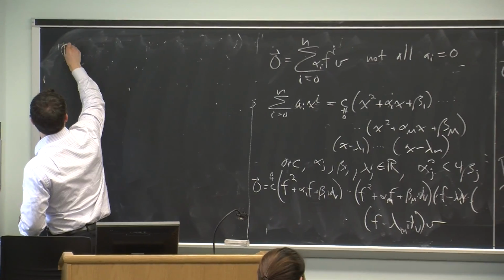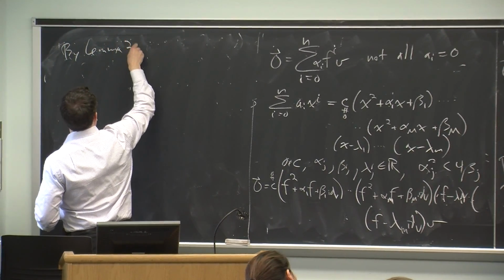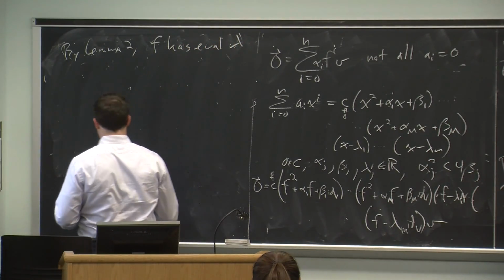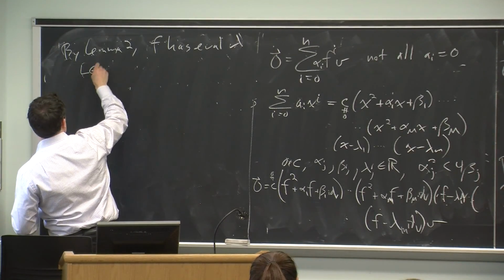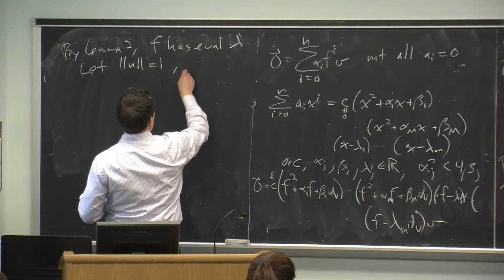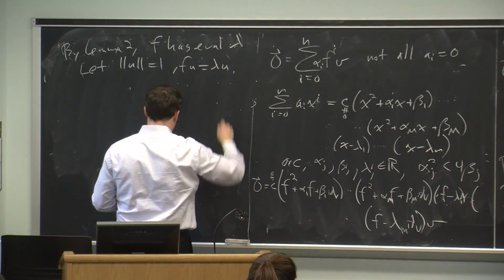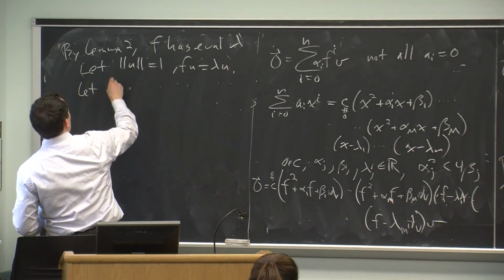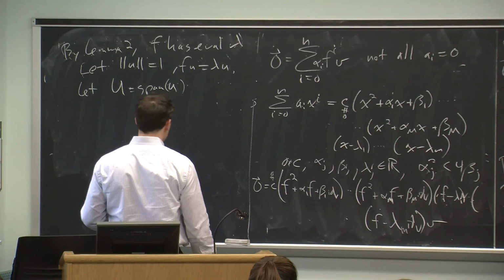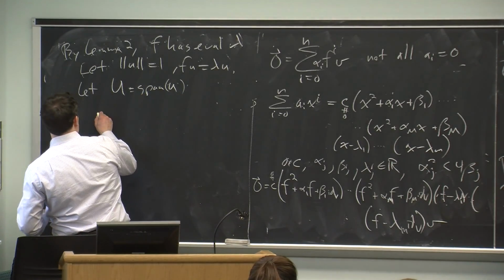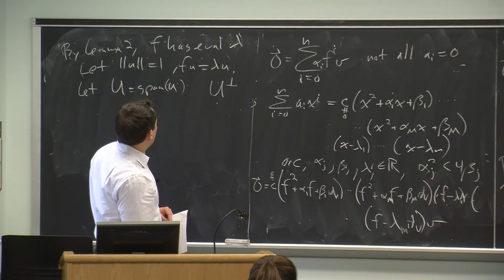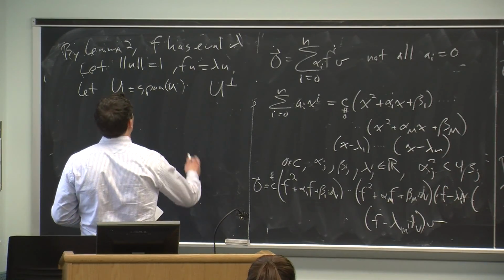By the lemma I just erased, F has an eigenvalue, lambda. And rescaling, if necessary, let's suppose the norm of u, its eigenvector, is 1. And let big U be the span of little u, this vector. So it's one-dimensional. And I can consider U perp, the orthogonal complement, which has dimension 1 less than the dimension of V.